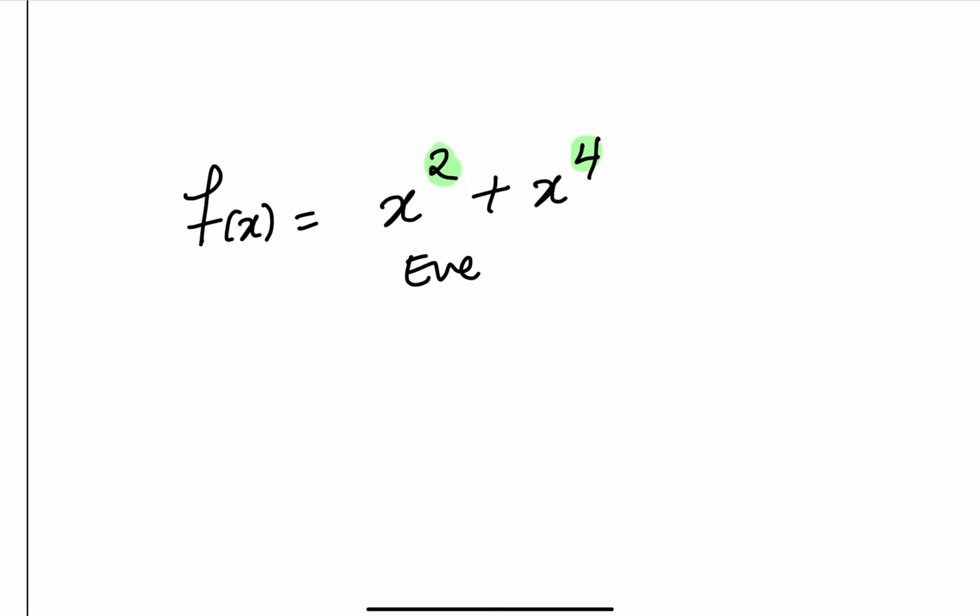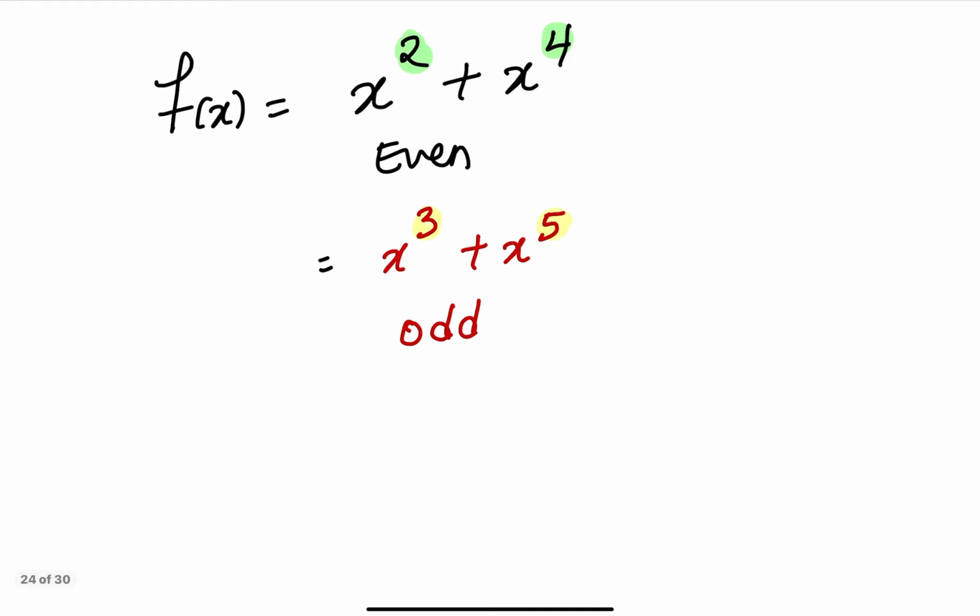Let me give you a quick example of other functions. Let's just say I have a function f of x is equal to x squared plus x power 4. Both the powers are even, the function is even. Now let's take another example. X cubed plus x power 5. Both the powers are odd. The function is odd.